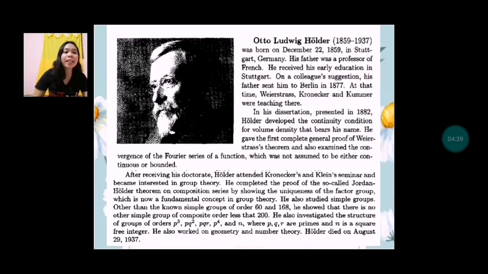He also investigated the structure of groups of orders p cubed, pq squared, pqr, p to the fourth power, and n, where p, q, r are primes and n is a square free integer. He also worked on geometry and number theory, but Hölder died on August 29, 1937.